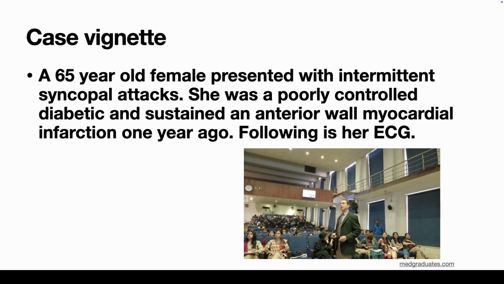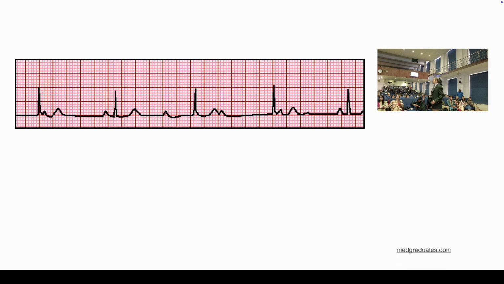Then you got another case. A 65-year-old female presented with intermittent syncopal attacks. She was a poorly controlled diabetic and sustained an anterior wall myocardial infarction 1 year ago. Now, what is this ECG? There are multiple P waves. This is a P wave superimposed on the ST segment. This is a P wave.